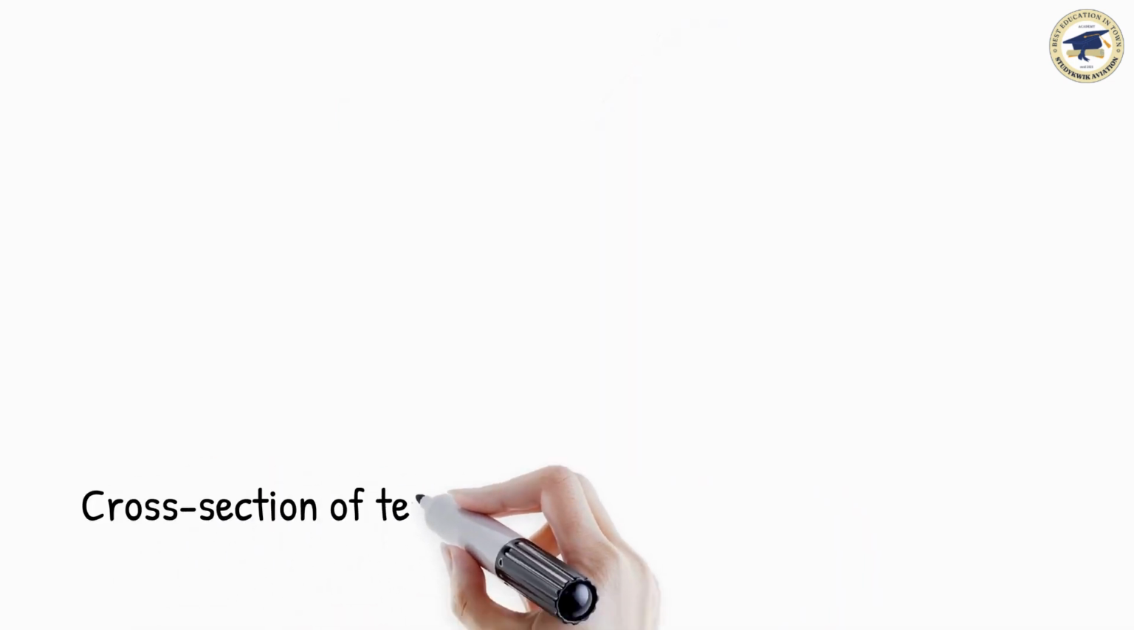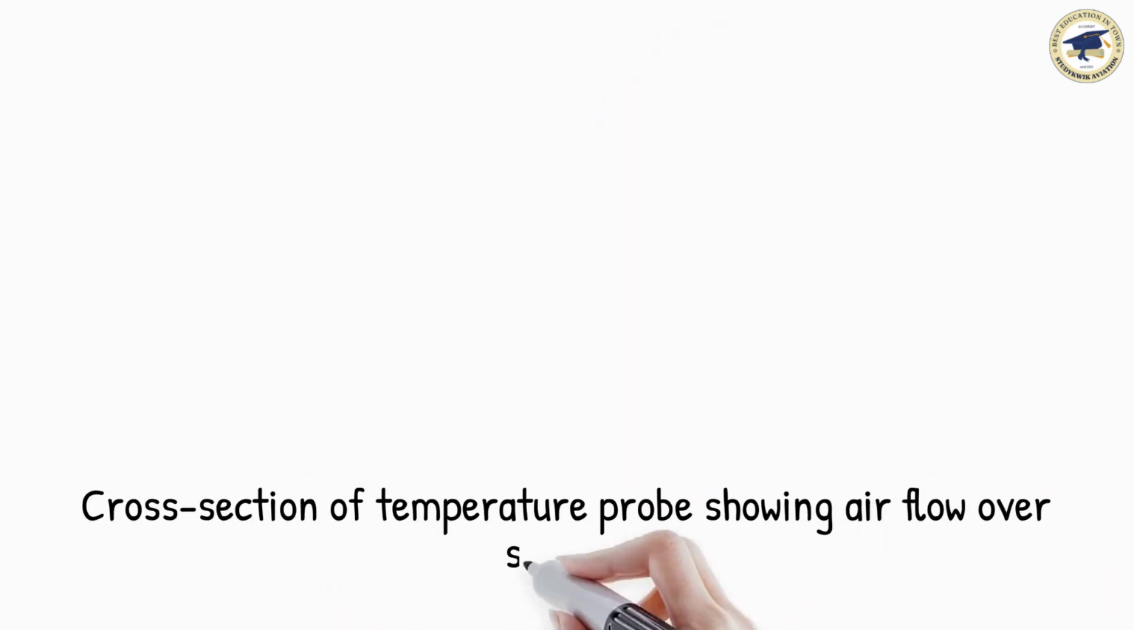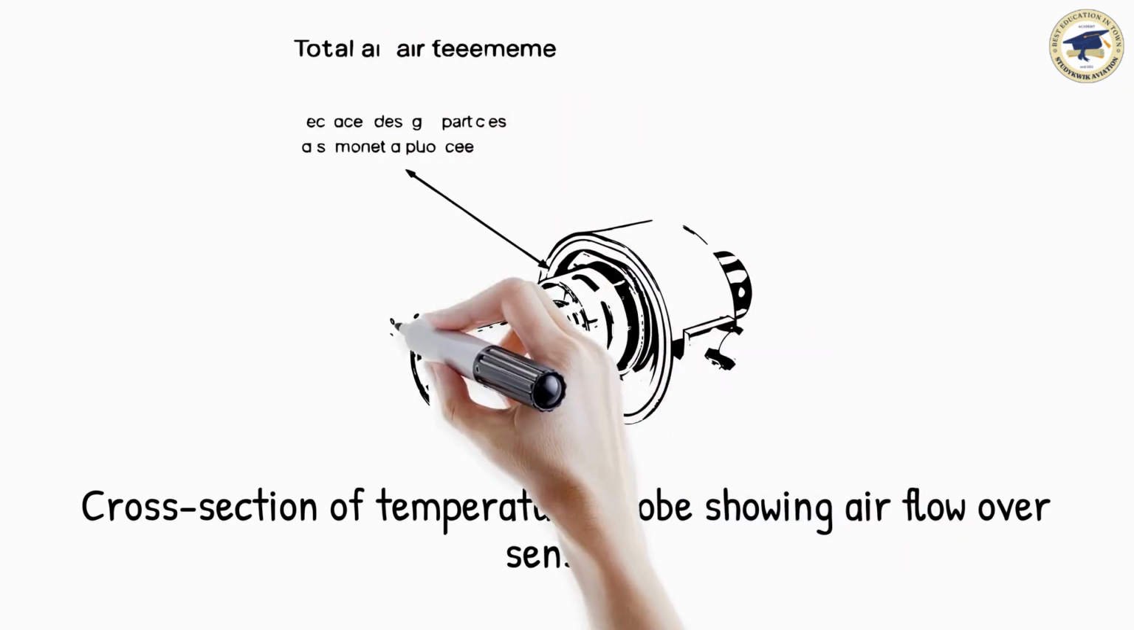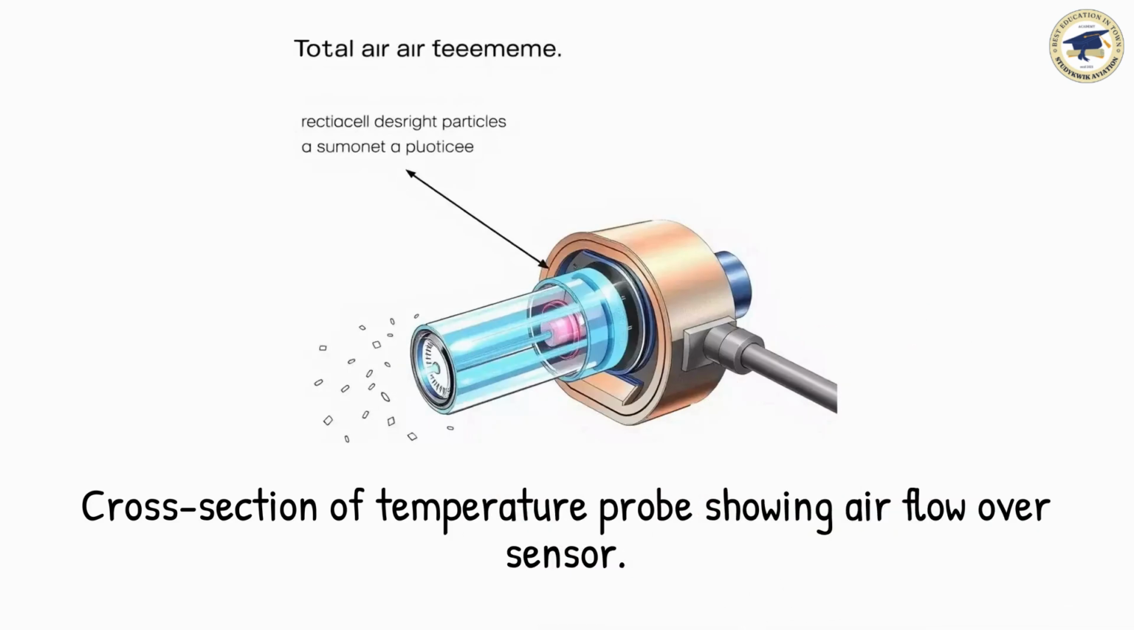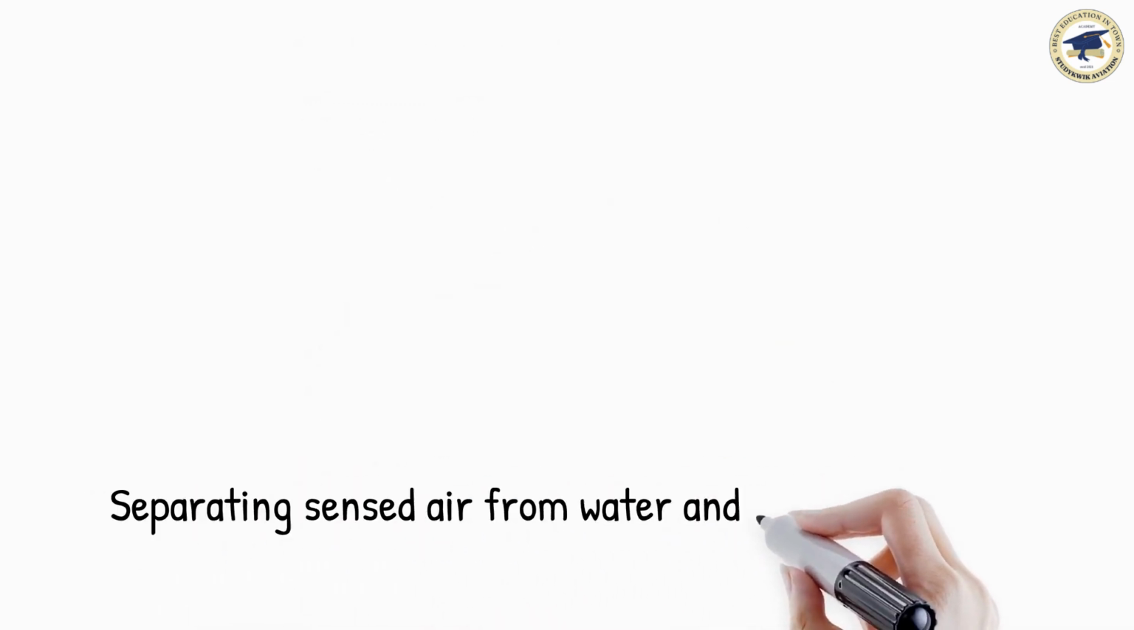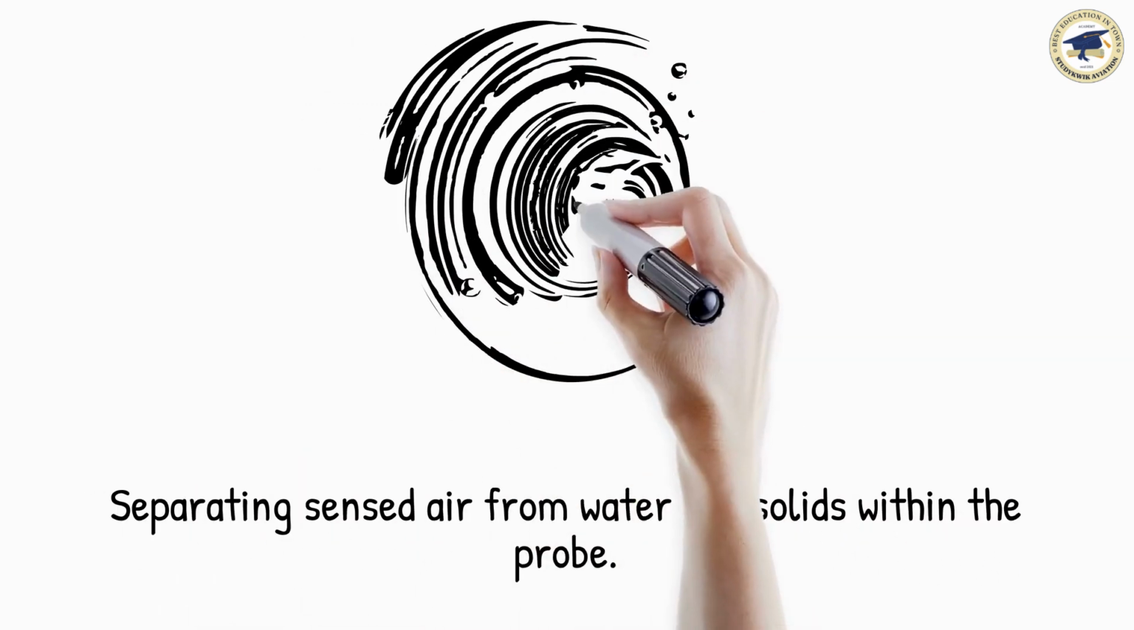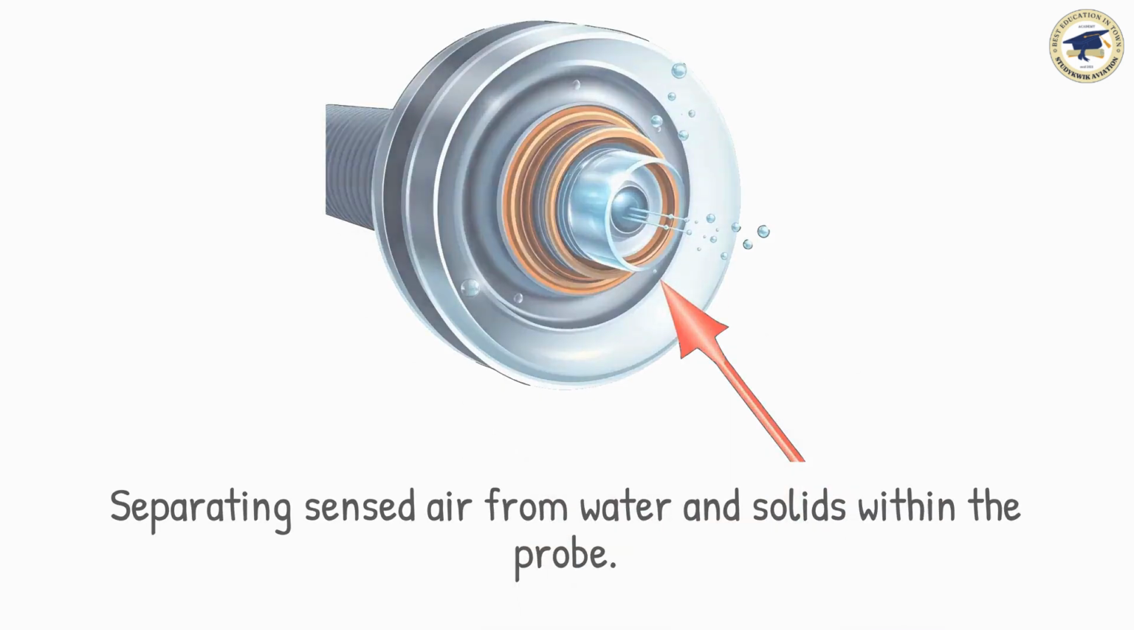Here we can see a diagrammatic cross-section of a total air temperature probe. Let us look at how it works. It can be seen that some of the air entering the probe is turned at right angles to pass over the sensing element. This is to separate air to be sensed from any water or solid particles present.